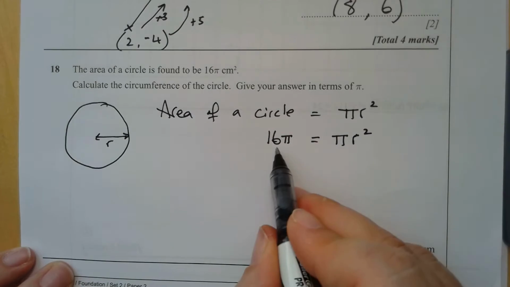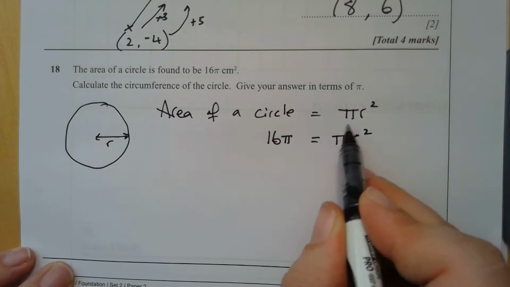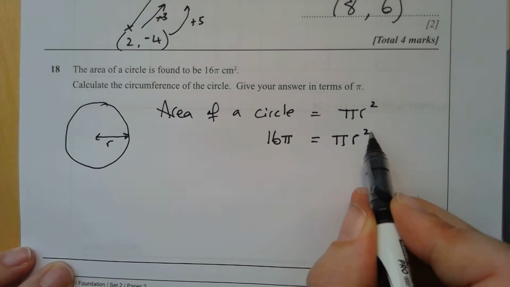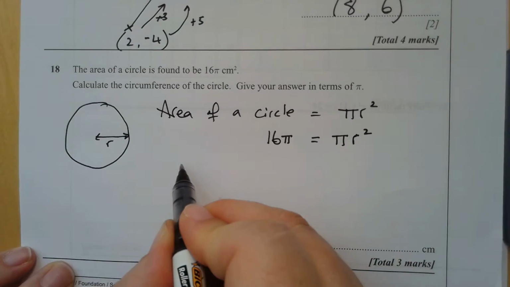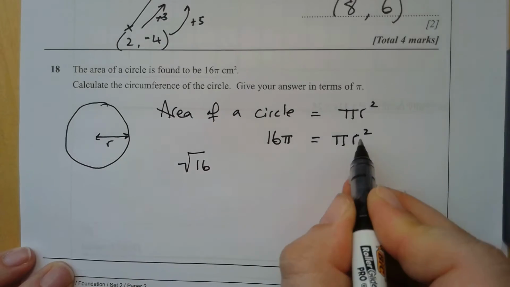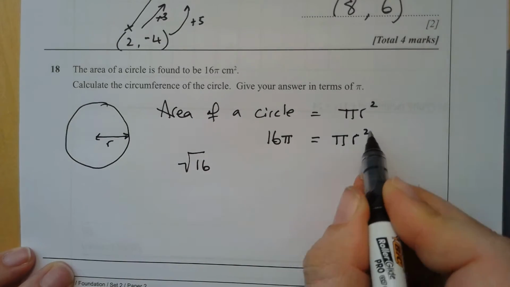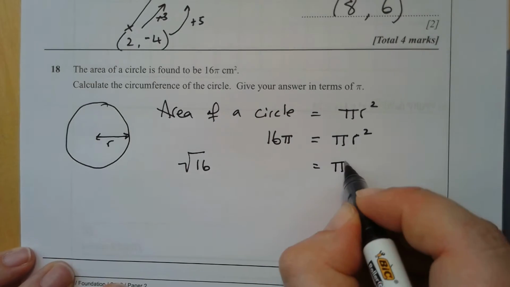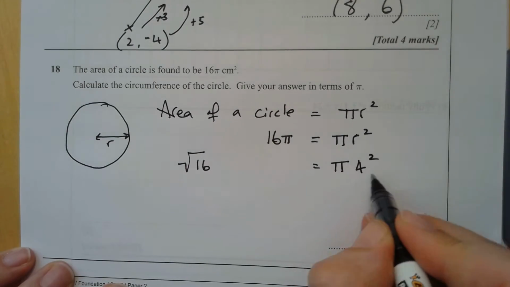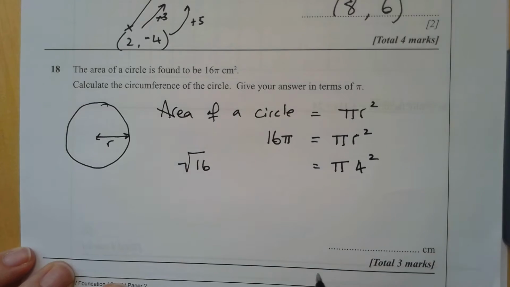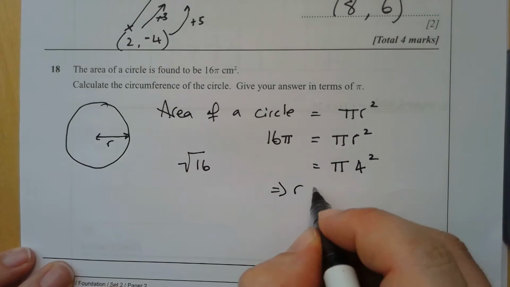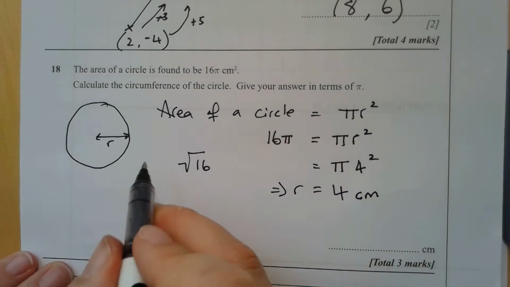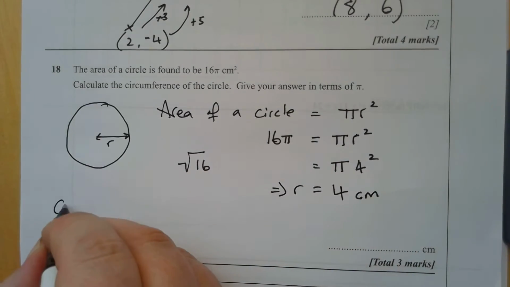Well, we know that we've got 16 pi here. We have to make sure that this is 16 pi as well. The way that we do that is we find out what the square root of 16 is, which gives us what the number here needs to be instead of the r. This means that we need 4 squared, which would get us to the 16, and therefore the radius is 4 centimetres. We then need the circumference of the circle.